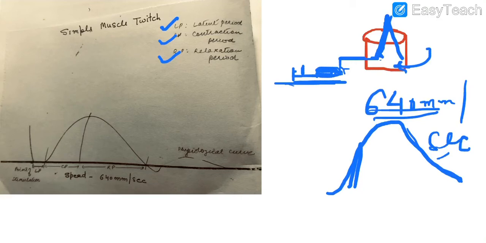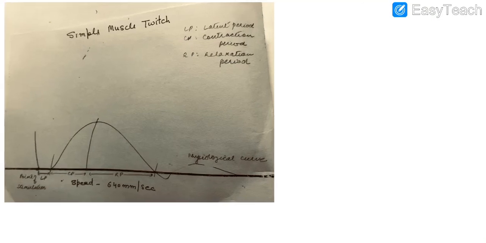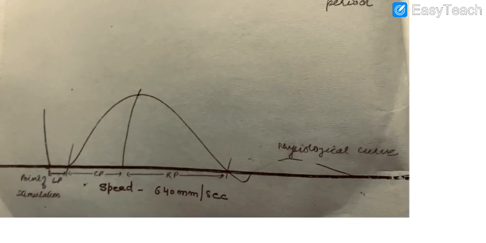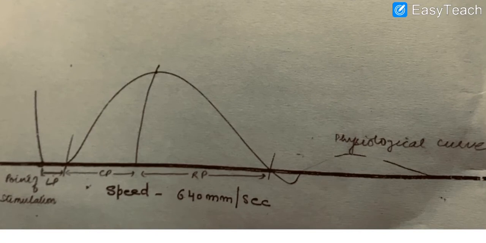If we look at this graph clearly, I will try to enhance it a bit. See, this is the baseline, and this is the point of the stimulus. So, we have provided the electrical stimulus to the nerve, and before providing the stimulus, we have started the drum. The drum is rotating.